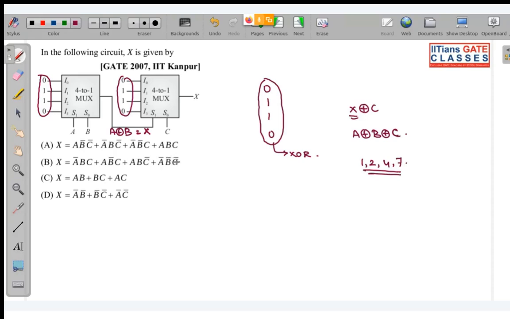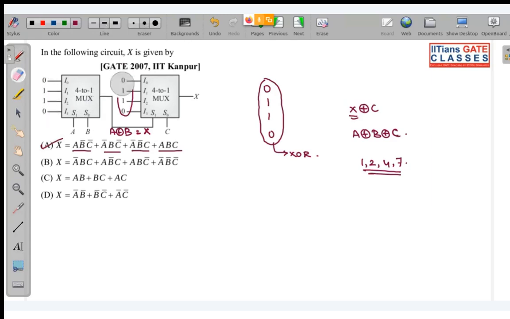Have I done something wrong? 1, 2, 4, 7. 0, 1, 2, 4, 7. Yes, 1, 2, 4, 7 is correct. So where is it? A bar, B bar, C. This is 1. 2 is over here. Okay. 4 is over here and 7 is over here. Option A is correct. Either you can solve it this way, or you have the long method.